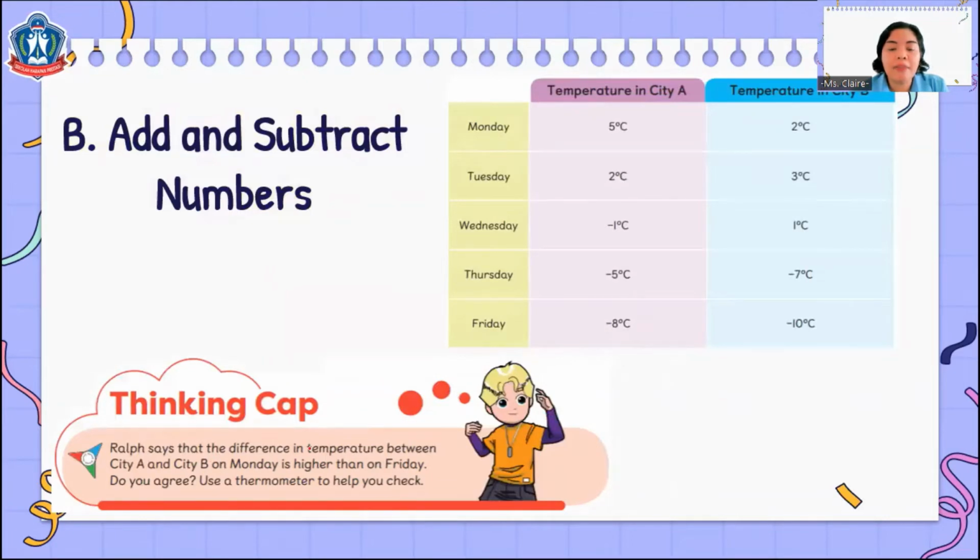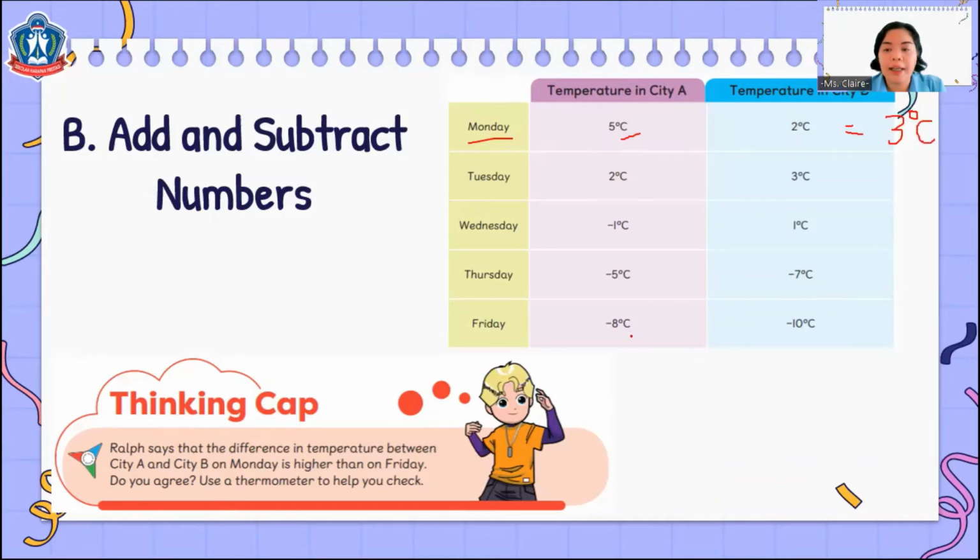Ralph says that the difference in temperature between city A and city B on Monday is higher than on Friday. Do you agree? So how to find the difference between the two temperatures on two days? Okay, let's check Monday. Temperature in city A is 5 degrees Celsius and B is 2 degrees Celsius. The difference between these two cities is 3 degrees because 5 minus 2 is 3.